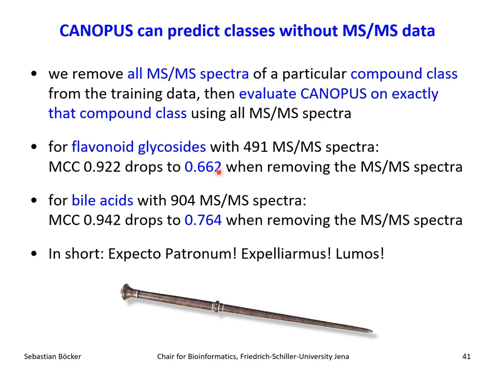I mean, this is super extreme. All of them are gone. And again, the example of bile acids, there the MCC drops to 0.764, and I said 0.75. That's still a very good predictor. So in total, it's not magic, but it's as close as we can get with machine learning.